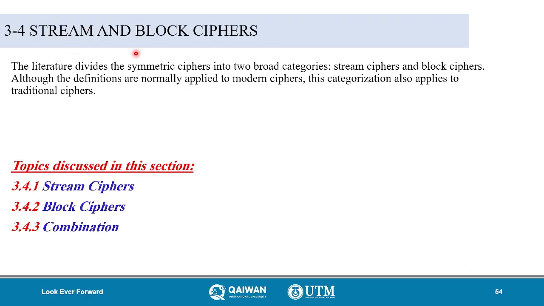Now we have stream and block ciphers. The literature divides our symmetric ciphers into two broad categories: stream ciphers and block ciphers. Although the definitions are normally applied to modern ciphers, this categorization also applies to traditional ciphers. We will have a stream cipher, then a block cipher, then the combination.